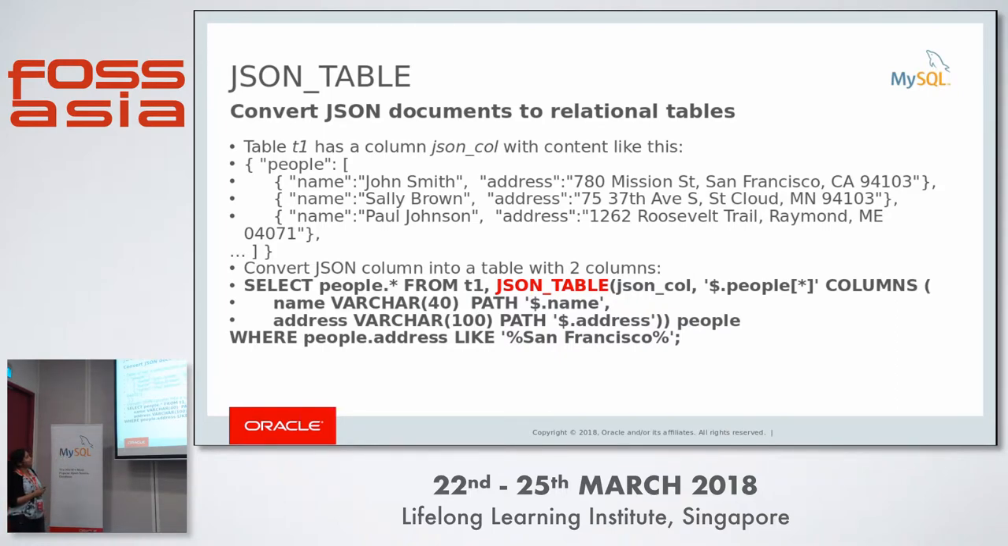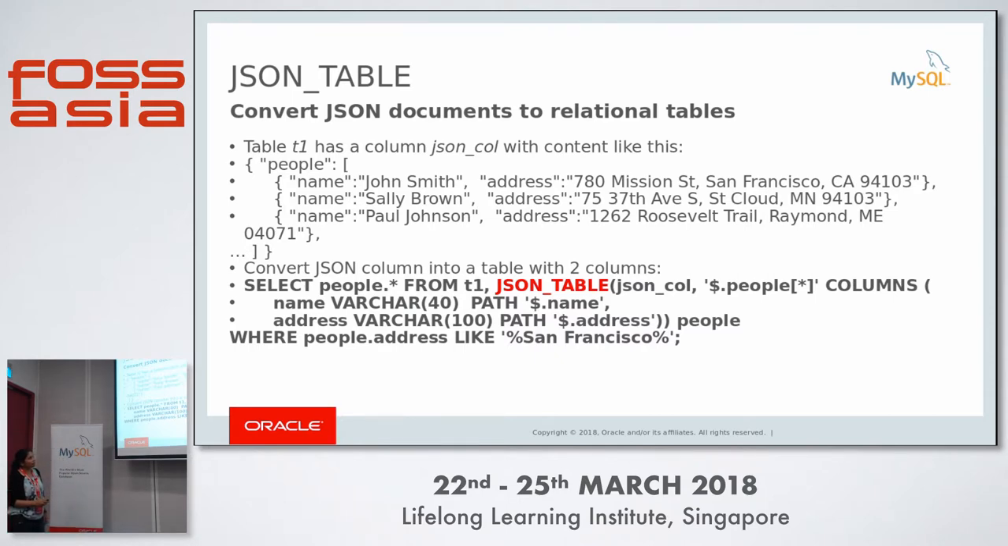I have a table here which has a JSON column having all the people's data. It's unstructured, and there are a lot of fields pertaining to people's data. But what the application is interested in is just the names and the addresses. With the JSON table function, you can extract these two and interpret them as relational data. So we have this syntax now. Select star from T1, JSON table. The first argument is your JSON data, from where the JSON data comes from. In this particular case, table T1, JSON column, I'm looking at the column data.